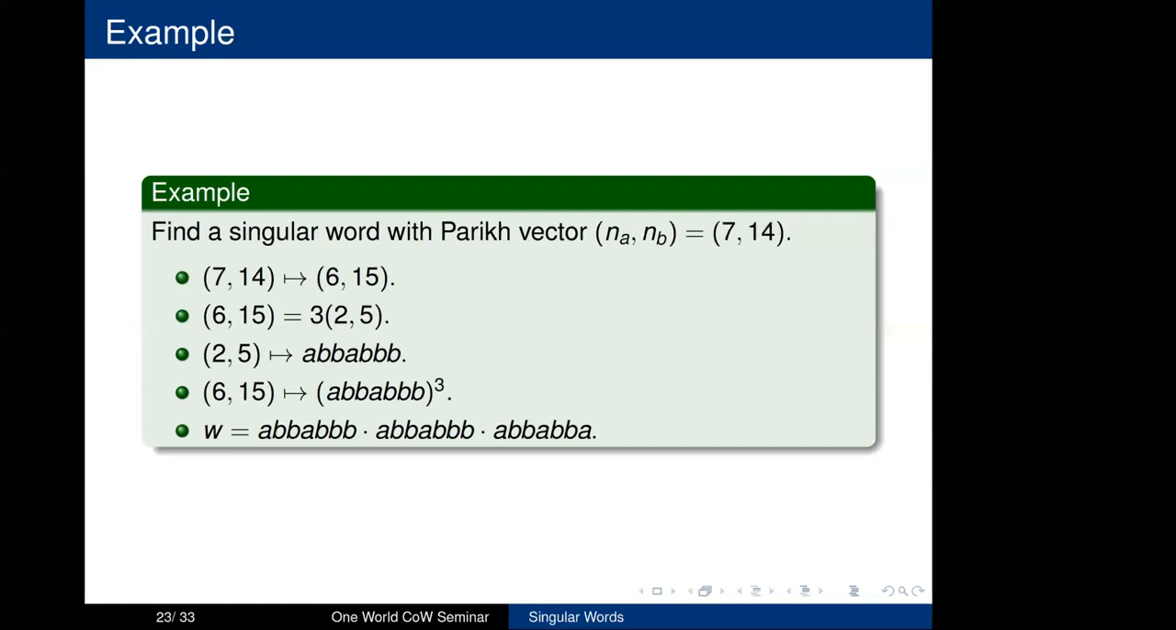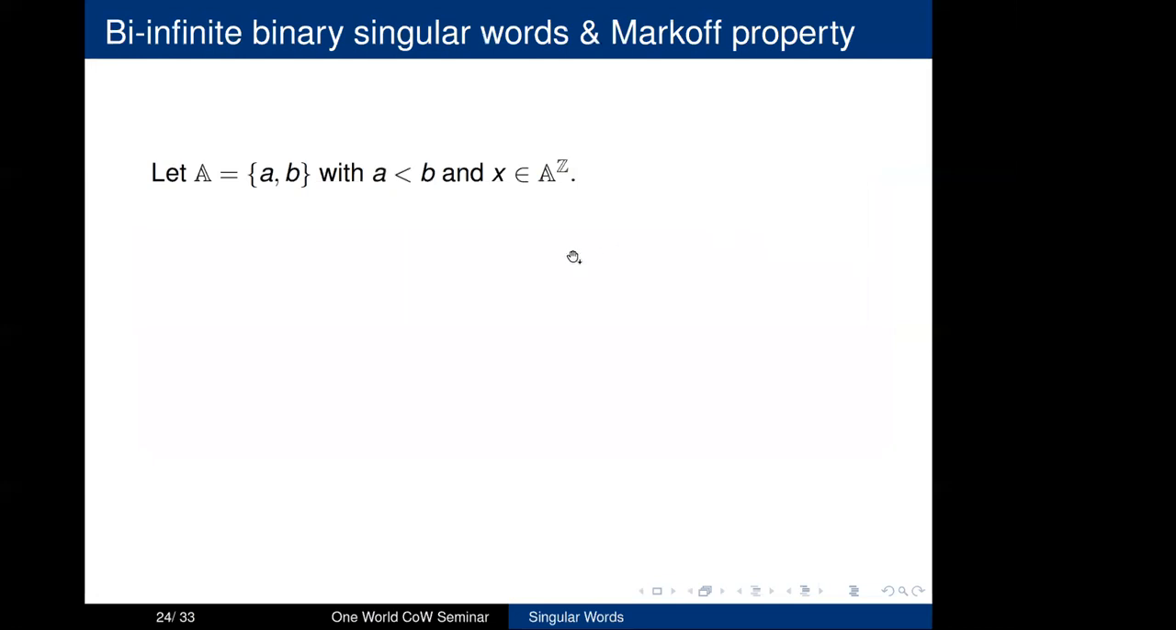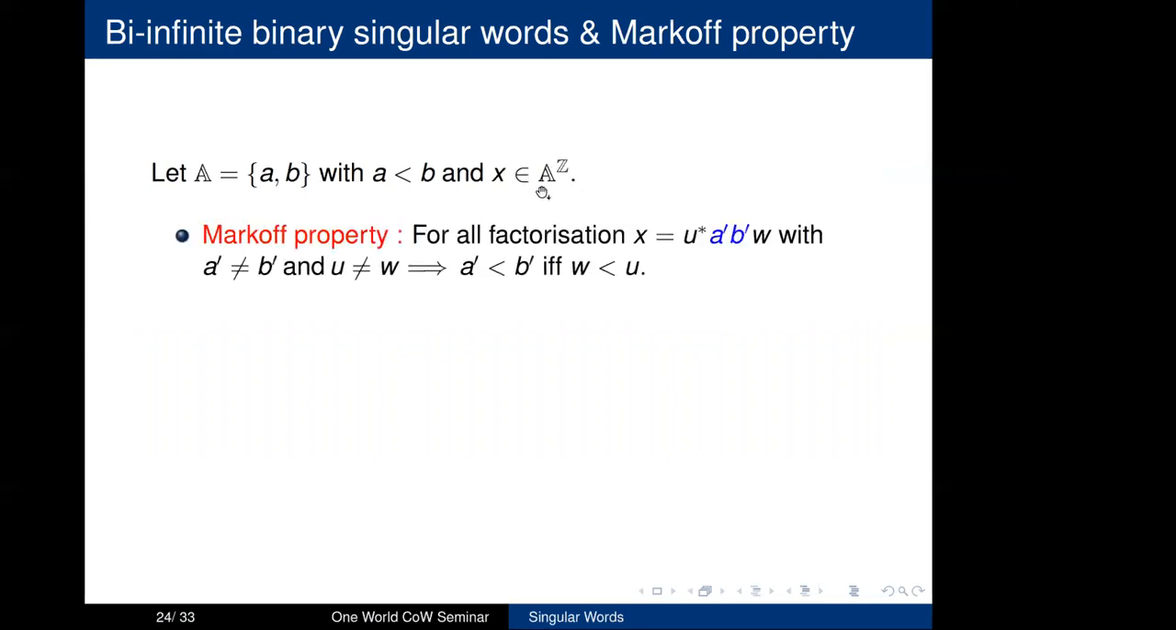Okay. So let's go back to the bi-infinite binary case. Let's take an ordered alphabet {A,B}, A less than B, and x is a bi-infinite word. Let me remind you what the Markoff property states. It says that for all factorizations of x in the form u·a'b'·w, with a' not equal to b', and u not equal to w, a' is less than b' if and only if w is less than u. Now, when Markoff first wrote this property down, he didn't assume that the alphabet was ordered, but it's completely equivalent to this. Even if you take the opposite order, it would work exactly the same way.